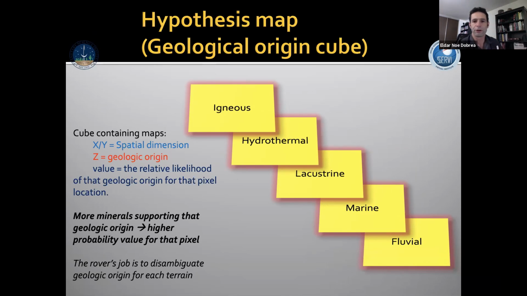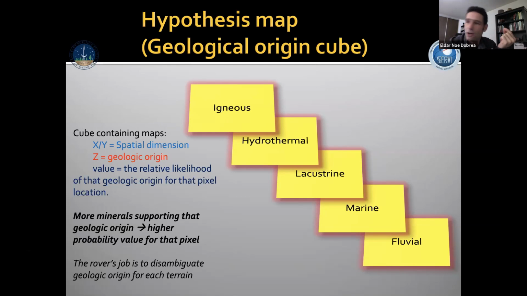So what we create here is, instead of a hypothesis map, more of a hypothesis cube. In this cube, the X and Y spatial dimensions are the map dimensions, and every plane is a geologic origin hypothesis. So every pixel will have a value between 0 and some number, whereas every time the instrument has detected a specific mineral that has a specific geologic origin, the pixel value goes up by 1.